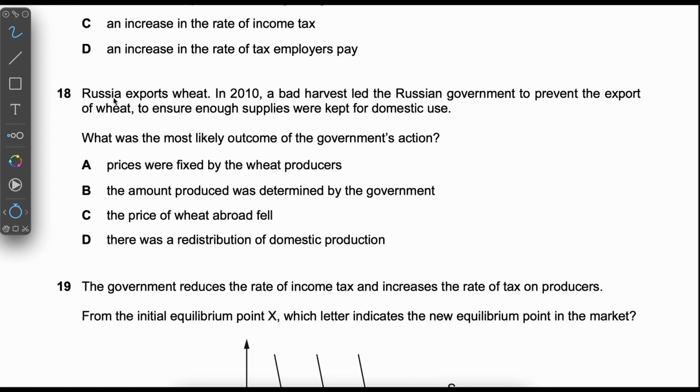Okay, 18. Russia exports wheat. In 2010, a bad harvest led the Russian government to prevent the export of wheat to ensure enough supplies were kept for domestic use.